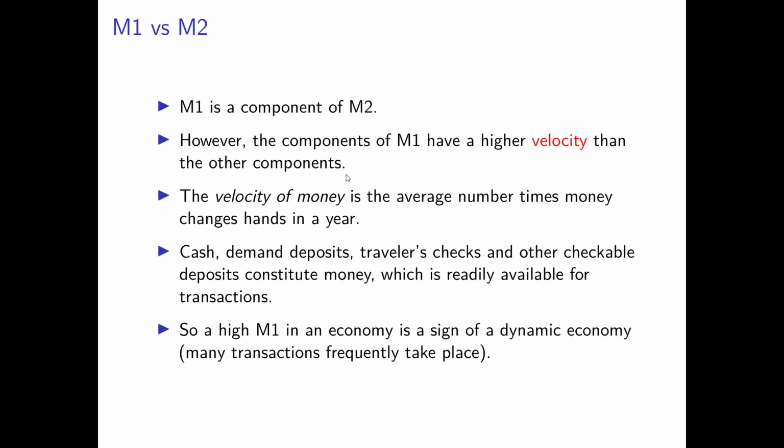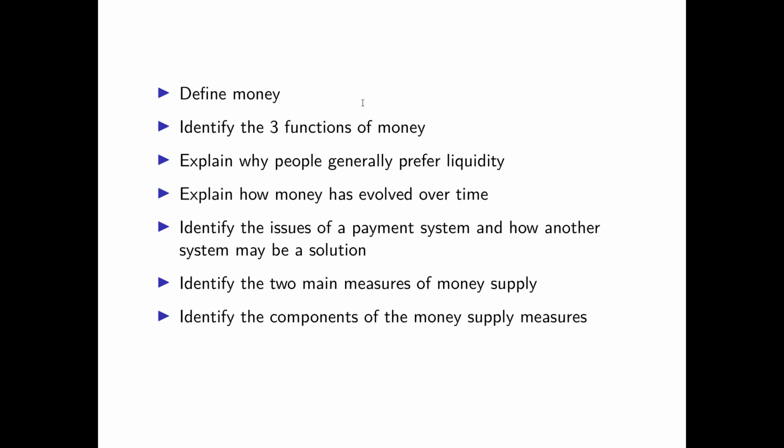So this is the main reason for the difference between M1 and M2. Okay, we want to find out how much business activity there is, and M2 of course includes everything. So this is the end of the chapter. So you should now be able to define money, identify the three functions of money, explain why people generally prefer liquidity, explain how money has evolved over time, identify the issues of a payment system and how another system may be a solution, identify the two main measures of money supply, and identify the components of the money supply measures.